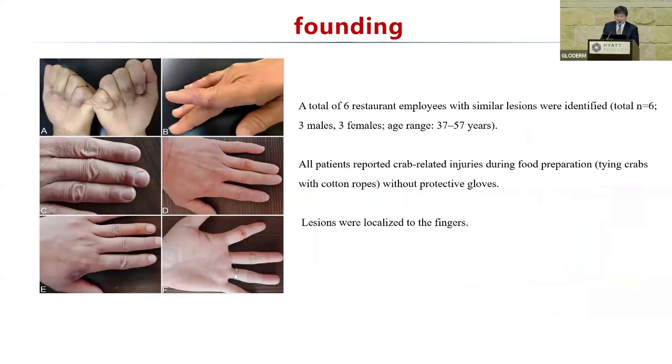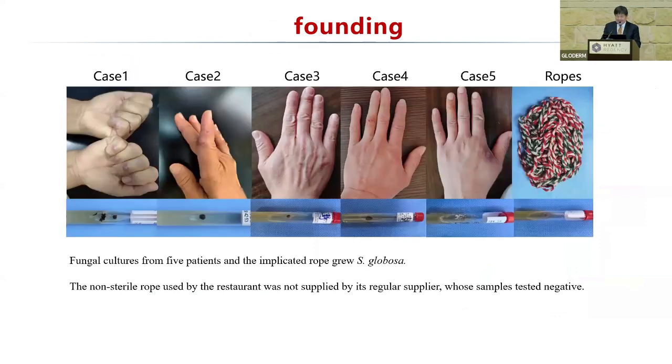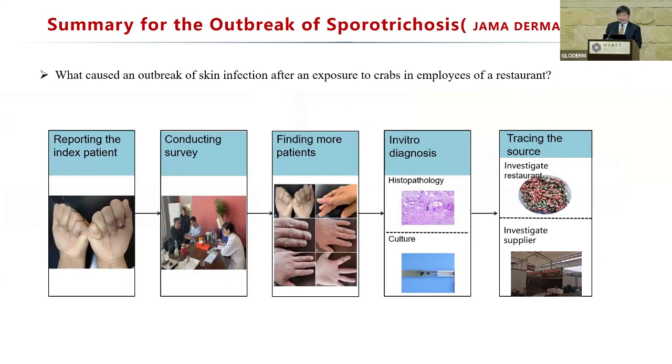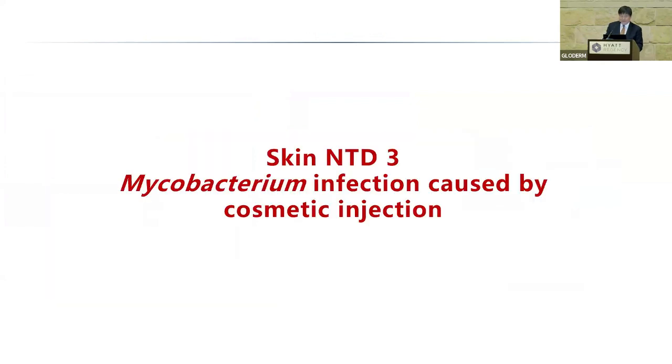A total of 6 restaurant employees with similar lesions were identified. And in all of them, the pathogenic examination confirmed the diagnosis. The histopathology demonstrated epidermal hyperplasia and dermal granulomas with PAS-positive, yeast-like structures. And the culture confirmed it was Sporothrix, sporotrichosis. And then the patients were cured.